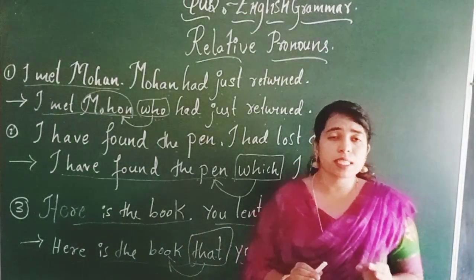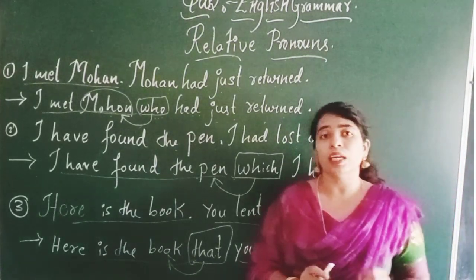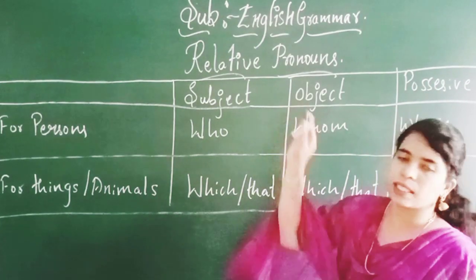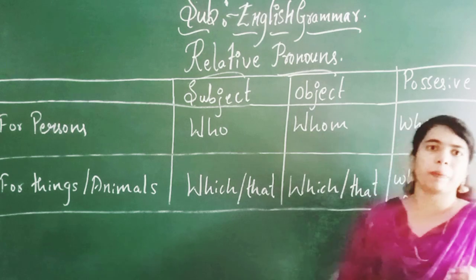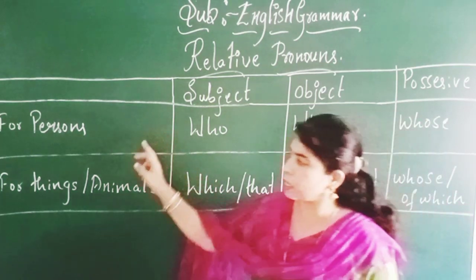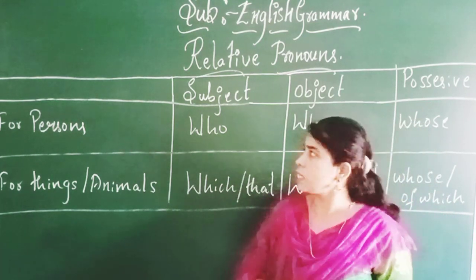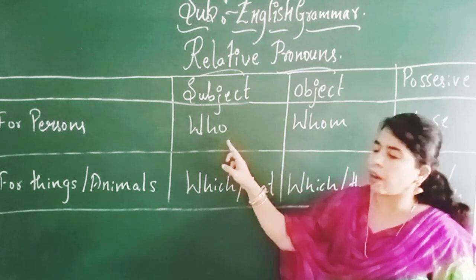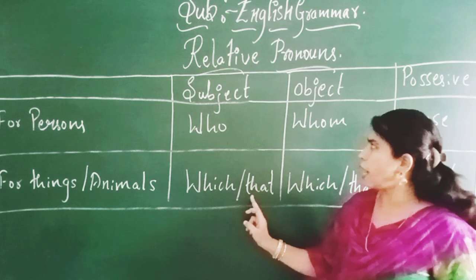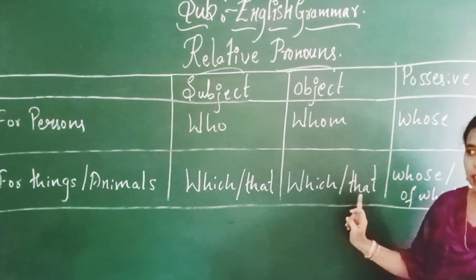Now we will see how to use them and what the rules are for using relative pronouns. As you can see in the table here, it is the table of using the relative pronouns, my dear friends. How are we using relative pronouns? For persons, for things, for animals. For persons, when they are the subject, we have to use who. For things, we have to use which, that. For objects, we have to use whom, which, that.